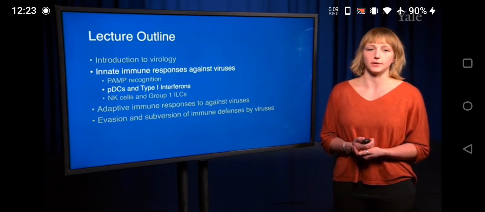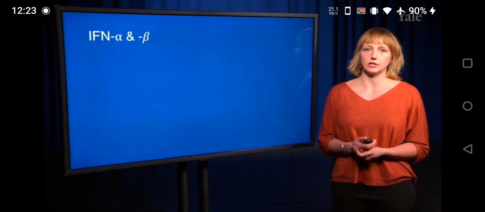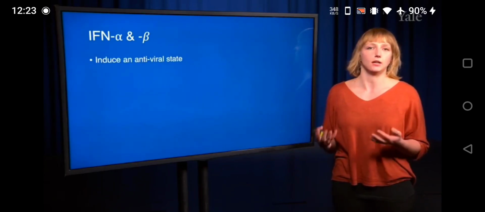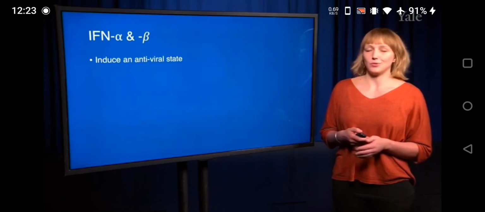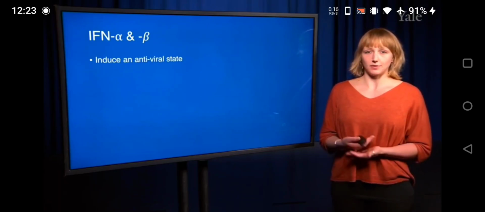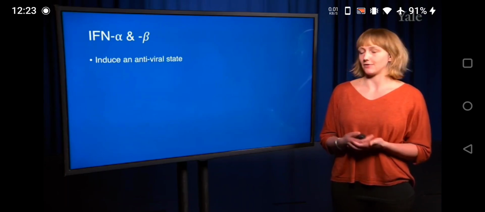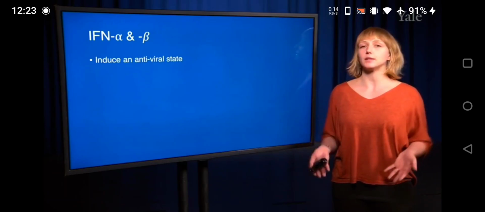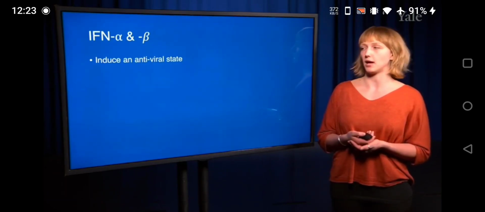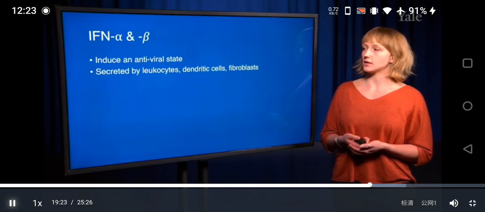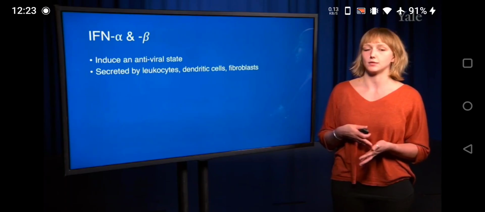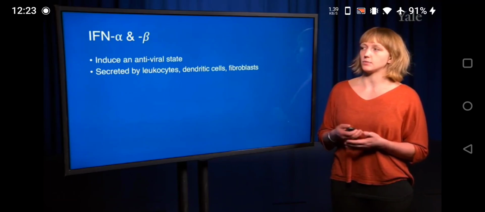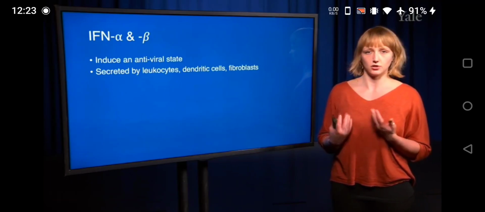Type 1 interferons, or interferon alpha and interferon beta, induce what is called an antiviral state of the host. We'll get into what that means, but it's kind of self-explanatory. It's a state of the body or of the immune system that minimizes the chances that viruses can infect the host and brings up all the safeguards that we have to prevent this from happening. Type 1 interferons are secreted predominantly by leukocytes, dendritic cells, and fibroblasts. These cells will sense a viral infection through PRRs and start producing type 1 interferons.